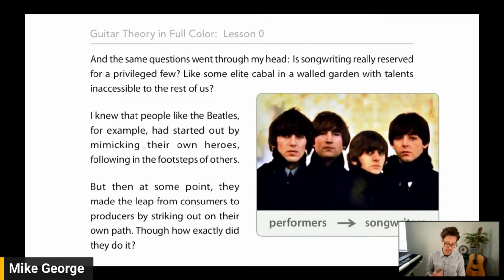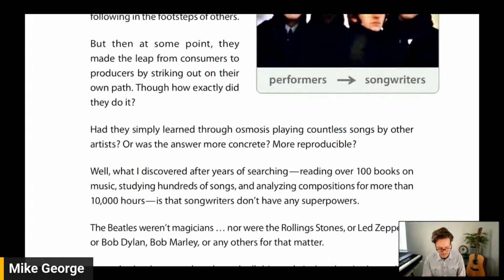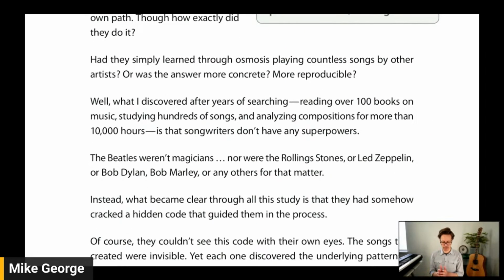And the same questions went through my head. Is songwriting really reserved for a privileged few, like some elite cabal in a walled garden with talents inaccessible to the rest of us? I knew that people like the Beatles, for example, had started out by mimicking their own heroes, following in the footsteps of others. But then at some point, they made the leap from being consumers to producers by striking out on their own path. Though, how exactly did they do it? Had they simply learned through osmosis, playing countless songs by other artists? Or was the answer more concrete, more reproducible?